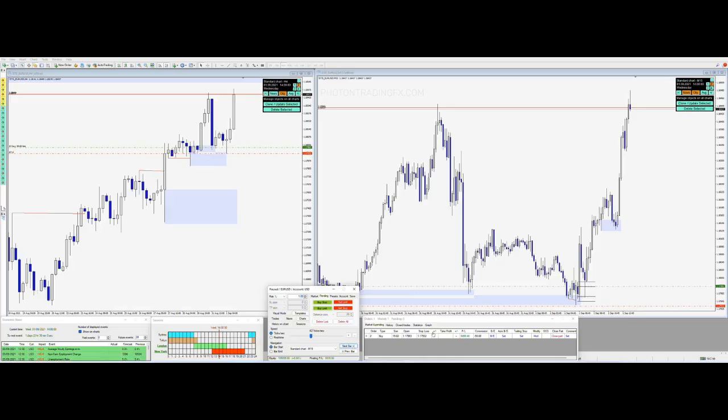Okay, looking like we've cleared that high, so I'm going to take some partials on this trade. Okay, let's close 50% of that trade as it is pro trend, and I do think we can get up towards that daily supply zone, so we'll close 50% of that trade.